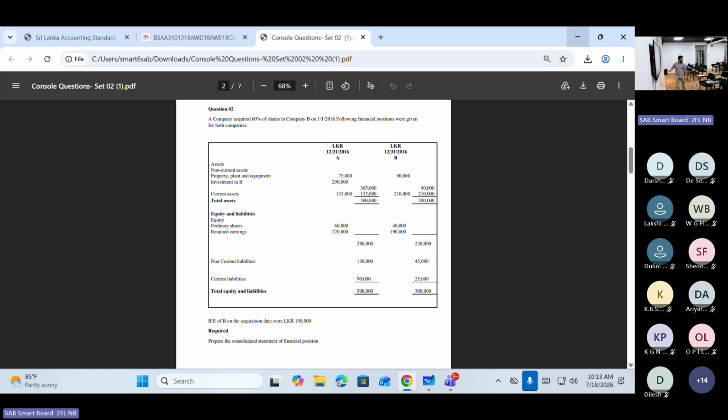Now we are going to do this console question, right? It started from theories. Consolidated financial statement, parent, subsidiary, power, controlling over the entity. We discussed that. And then what is the acquisition? At the point of acquisition onwards, you need to do the consolidation. And then we have adjustments.